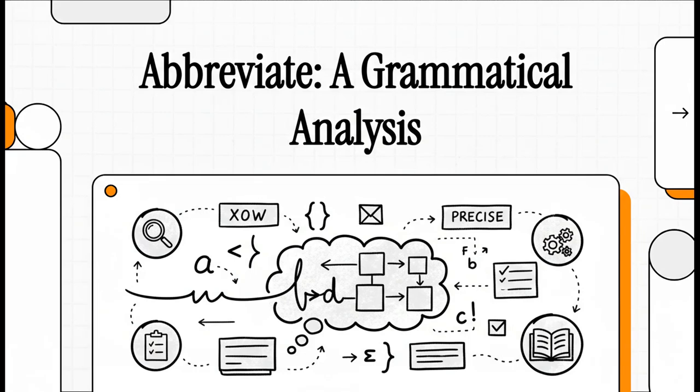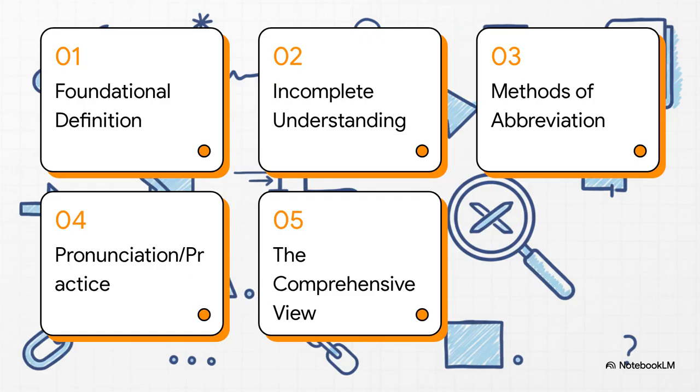We often use the word abbreviate, but what does it truly signify from a grammatical perspective? In this analysis, we will move beyond the common definition to construct a more precise and structured understanding of how the process of abbreviating actually functions. To do this, our analysis is structured into 5 distinct parts.